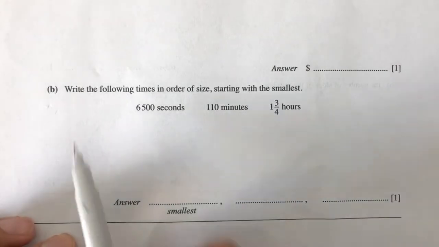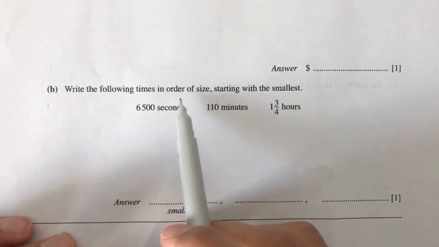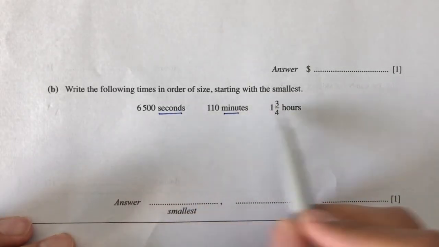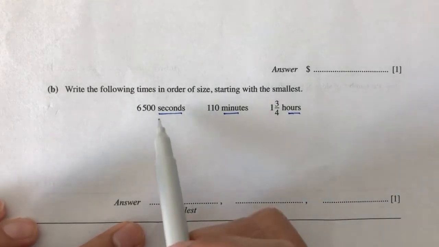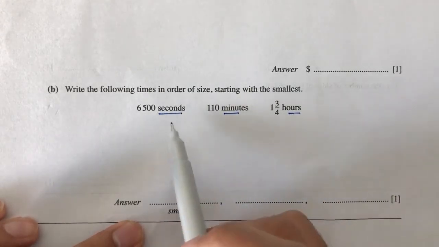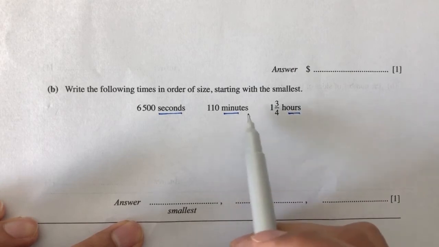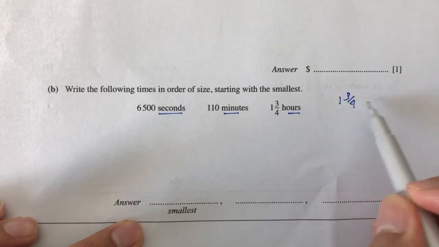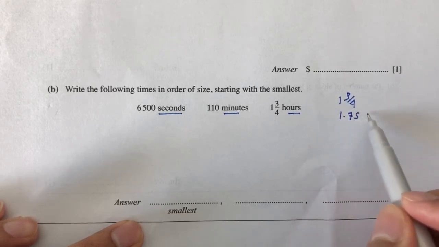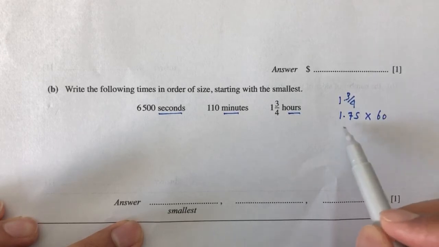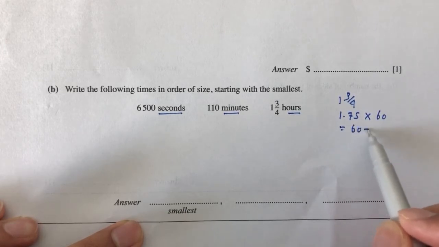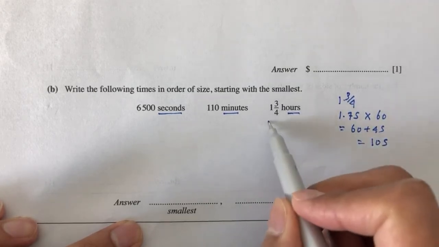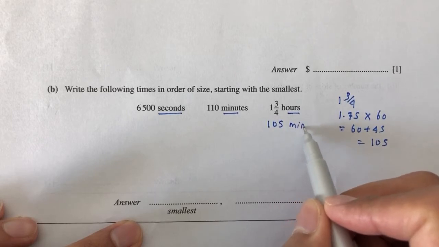Part B, write the following times in order of size starting with the smallest. Here we observe we have seconds, we have minutes, we have hours. So what can we do? We can first convert everything to the same unit. Let's convert everything to minutes, for example. So this is 1 hour and 3/4, so 1.75 times 60. It will be 60 plus 45, that will be 105. So 105 minutes for this part.